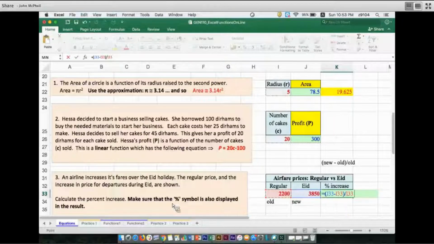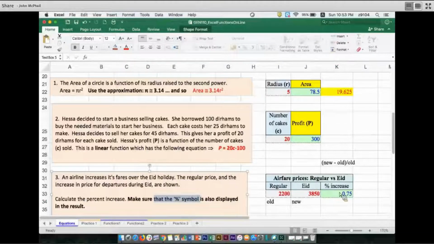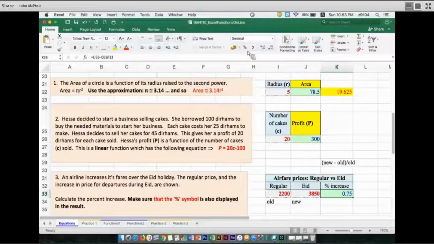We hit enter, 0.75. We are asked that the percent symbol be included. And so click on the cell, go up and hit the percent button, and 0.75 changes to 75%. A 75% increase.